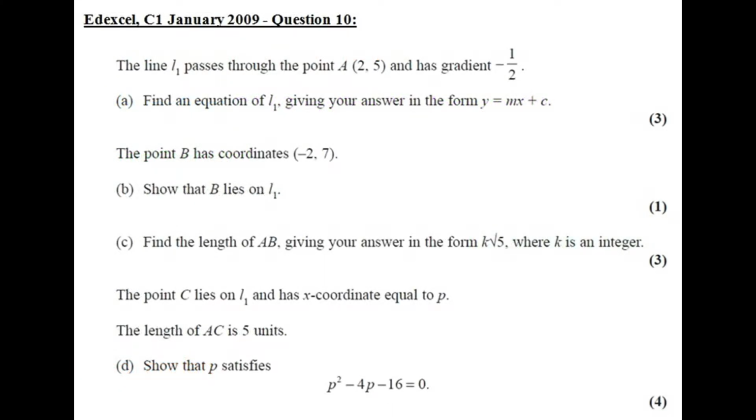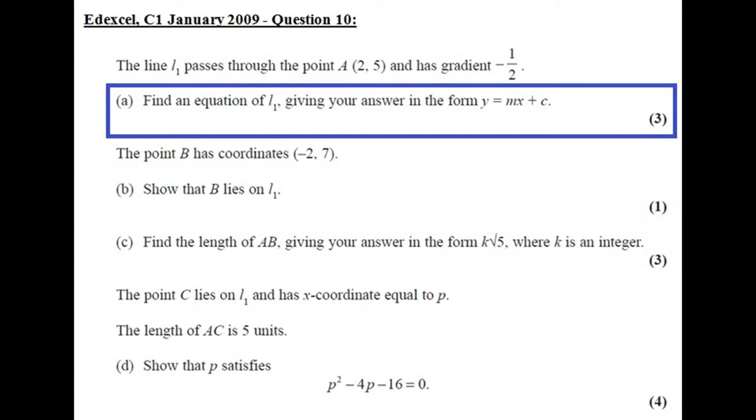Hi there, in this video I'm going to do a past exam paper question on coordinate geometry. So let's take a look at this question. Question number 10. The line L1 passes through the point A with coordinates 2 and 5 and has gradient minus half. In part A, find an equation of L1, giving your answer in the form y equals mx plus c. So let's see how we can solve this problem.